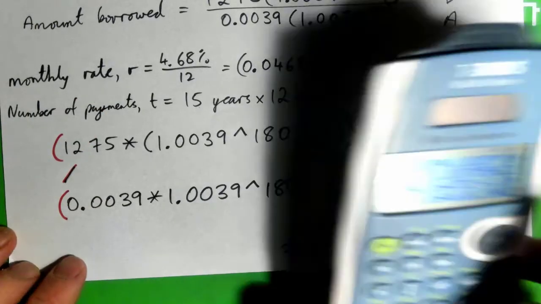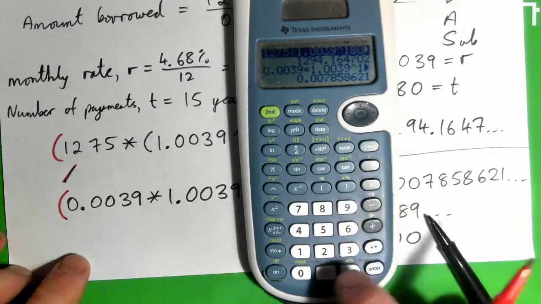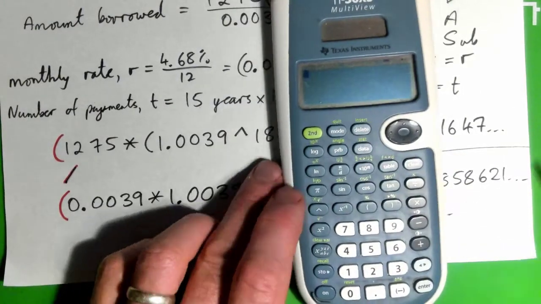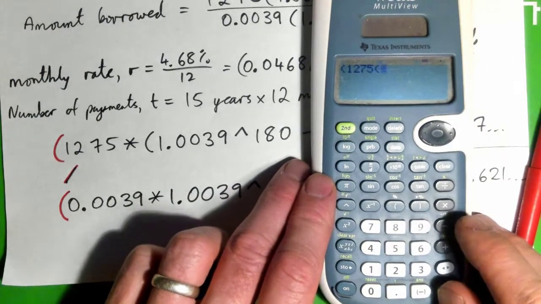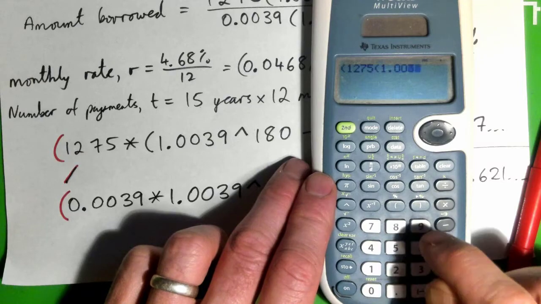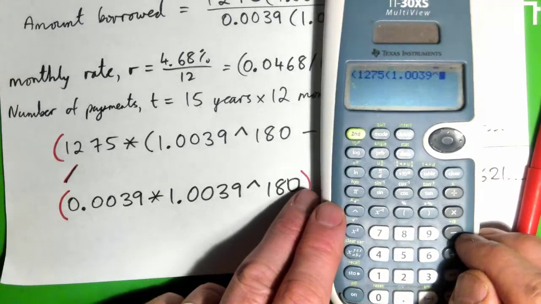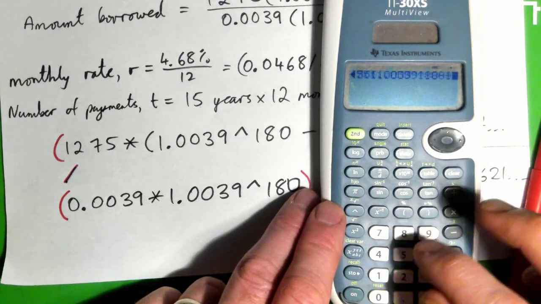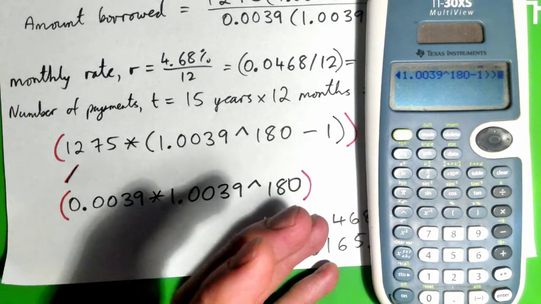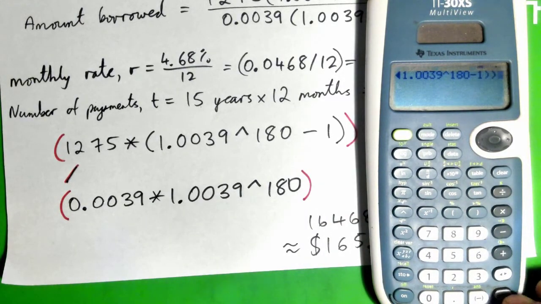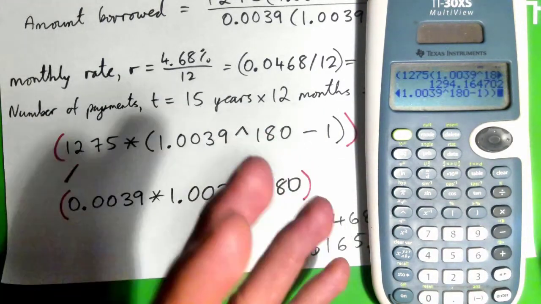So that would be, just for the heck of it, I could go 1275 times 1.0039 to the power of 180 minus 1, close parenthesis, and then parenthesis, that's full parentheses around the top. By the way, enter, that's the correct number. I'm going to take it again. So that's the top, that is correct.